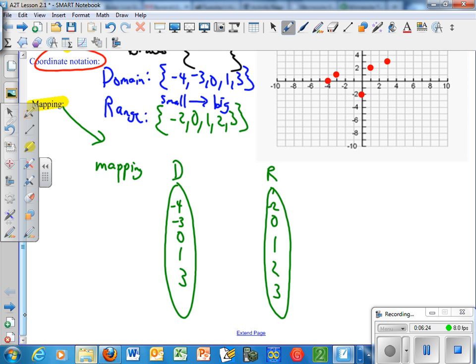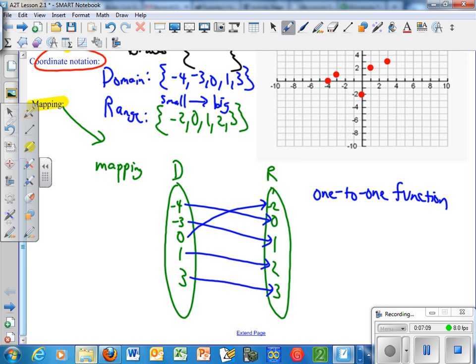And then you just take the domain value. If you go to the ordered pair, -4, 0 was our first ordered pair, our first coordinate we wrote down. So -4 is mapped to 0. You draw an arrow from -4 to 0. -3 gets mapped to 1. So we draw that arrow. 0 gets mapped to -2, so you can have arrows crossing here. 1 gets mapped to 2. And 3 gets mapped to 3. This is called a function. It's called a one-to-one function.